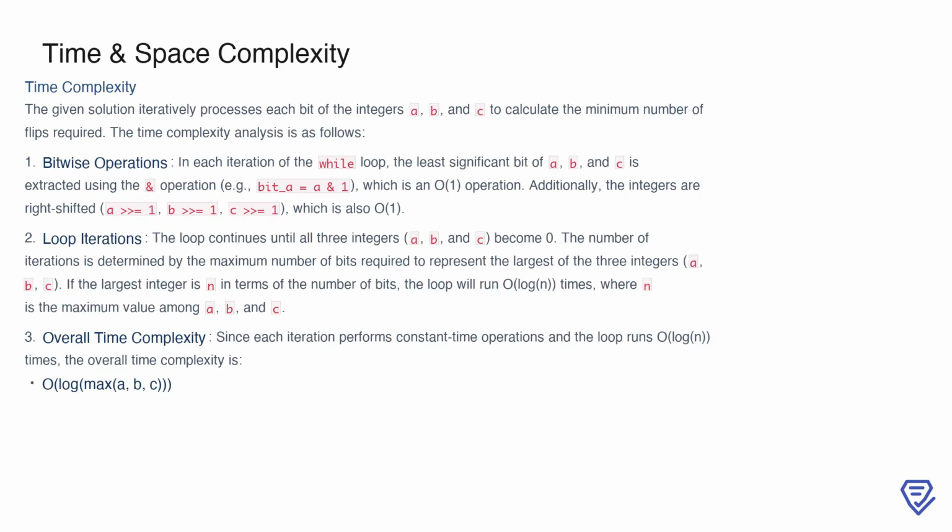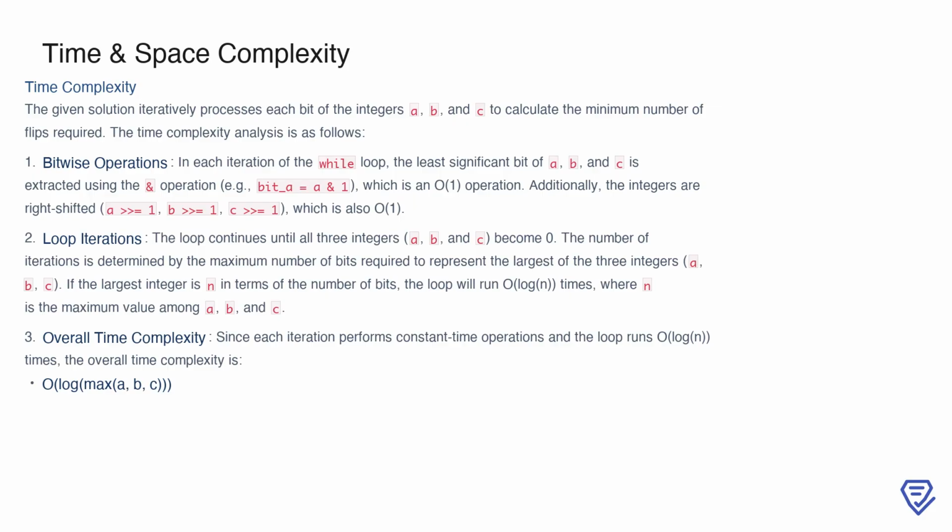To analyze the time complexity of this solution, we start by examining the operations performed in the loop. Each iteration processes the least significant bit of the integers A, B, and C using bitwise operations such as AND to extract individual bits. These bitwise operations, including extracting a bit or performing a right shift, are constant time operations, or O(1). The loop itself continues running as long as at least one of the integers A, B, or C is not 0.